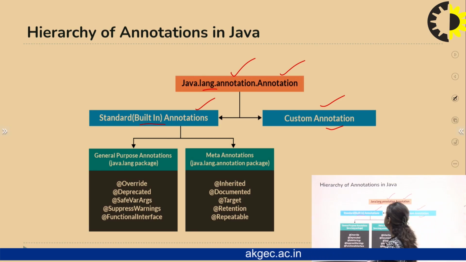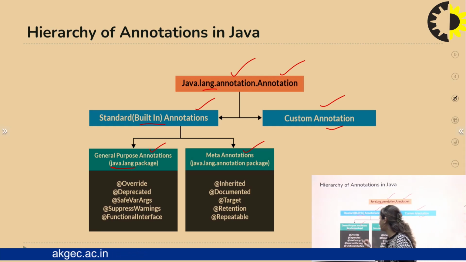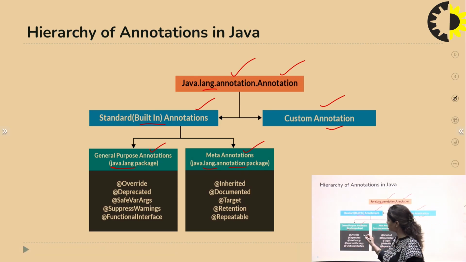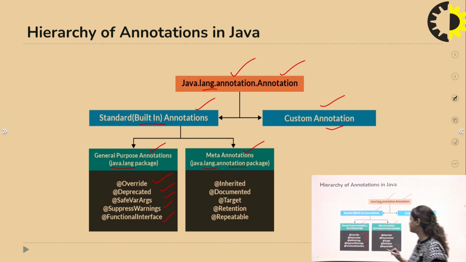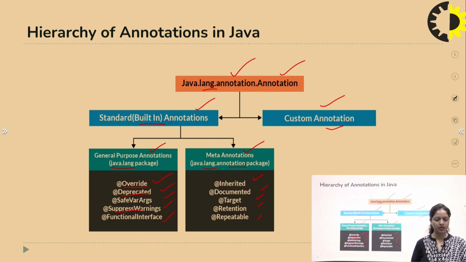The standard annotations are further of two types, general purpose annotations and meta annotations, which are held in the java.lang.annotation package. These are the names of some annotations: @Override, @Deprecated, @SafeVarargs, @SuppressWarnings, @FunctionalInterface. In meta annotations we have @Inherited, @Documented, @Target, @Retention, and @Repeatable. Today we are going to discuss these three: Override, Deprecated, and SuppressWarnings, which are the general purpose annotations, the standard built-in annotations in Java.